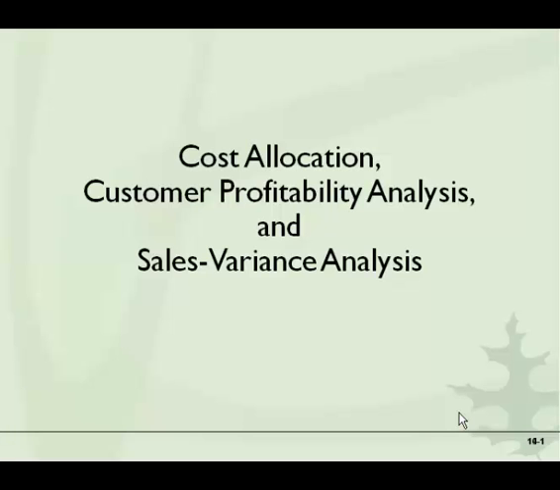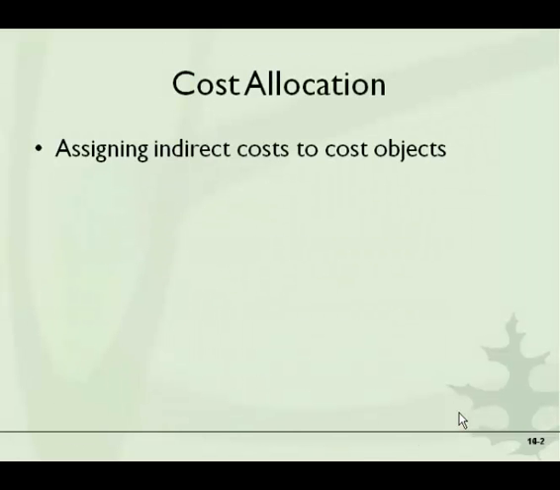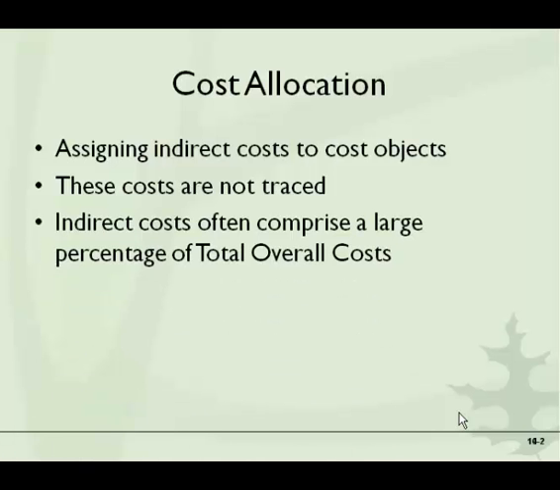Okay, this will be a short presentation on cost allocation, customer profitability analysis, and sales variance analysis. Cost allocation is concerned with assigning indirect costs to cost objects. Because we're allocating them, they're not traced. And indirect costs often comprise the largest percentage of the total overall costs, and it's for that reason that cost allocation is critical.